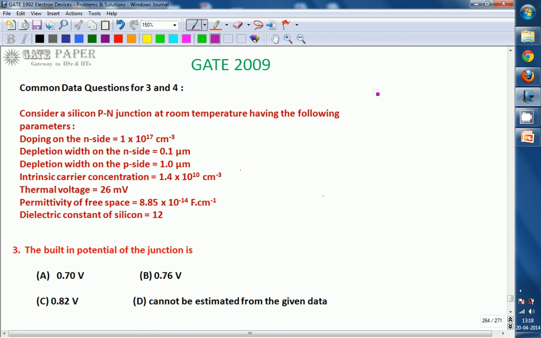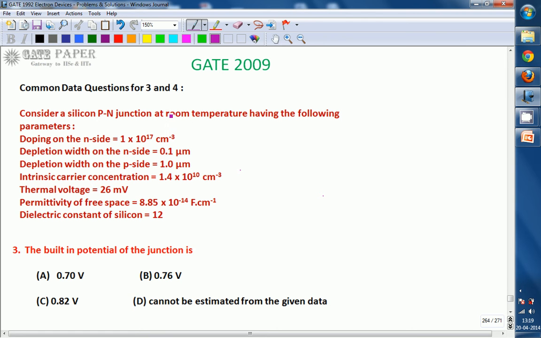Consider a silicon p-n junction at room temperature. The parameters given are: doping on the n side is 1 into 10 power 17, depletion width on the n side is 0.1 micrometers, depletion width on the p side is 1 micrometer, intrinsic carrier concentration is 1.4 into 10 power 10, thermal voltage is 26 millivolts, and the permittivity of free space and the dielectric constant of silicon are given.